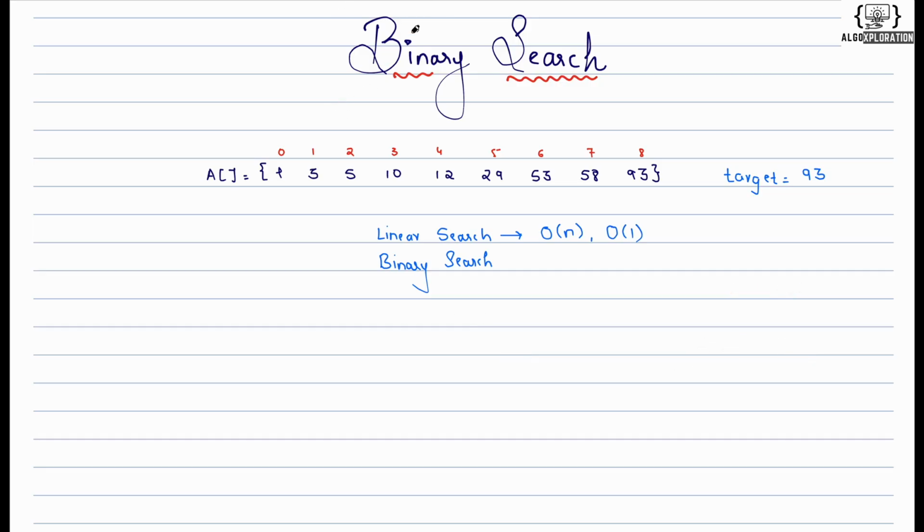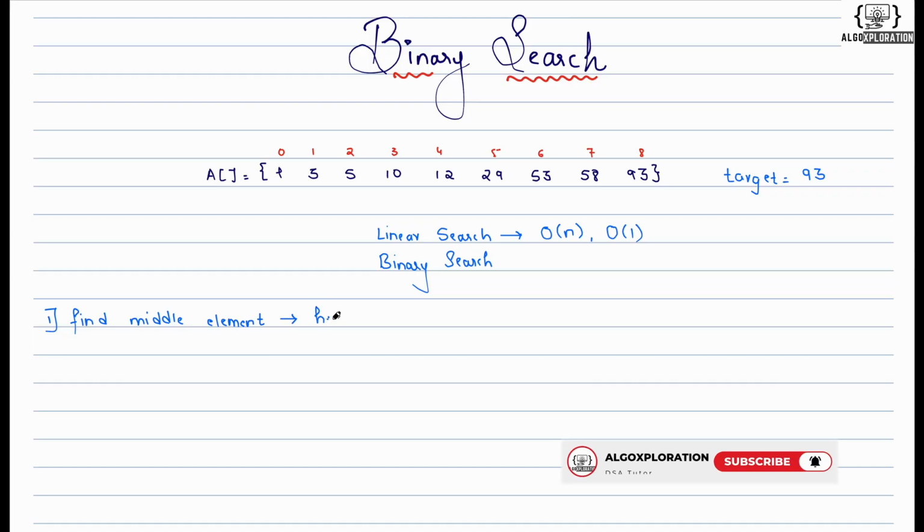The first step is to find the middle element. The simple formula for finding the middle element is to take the higher index and the lower index, add them, and divide by 2. Here in this case the higher index is 8 and the lower index is 0, divided by 2, the answer will be 4. This is the first step.